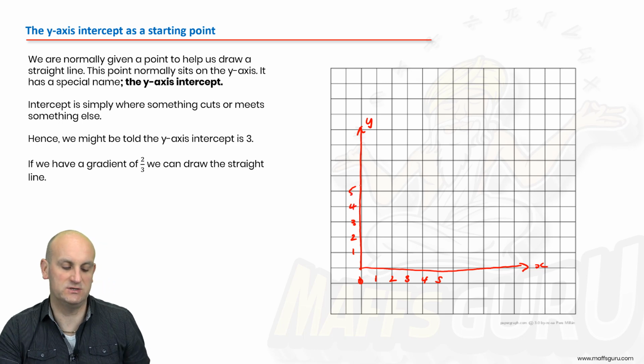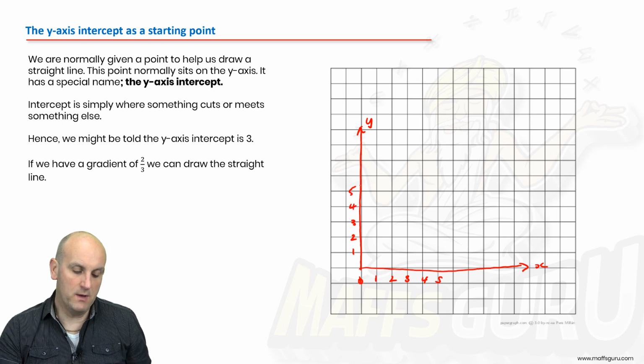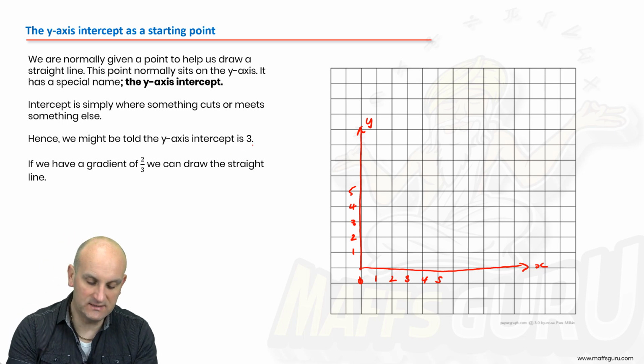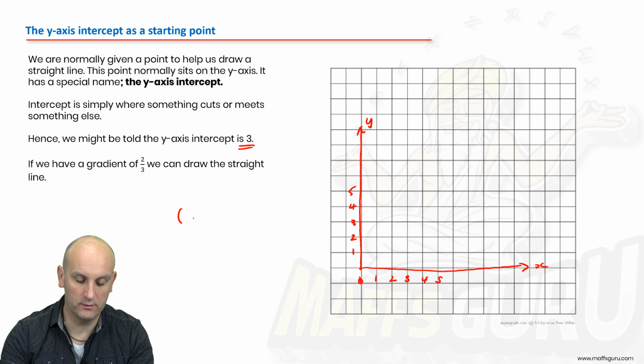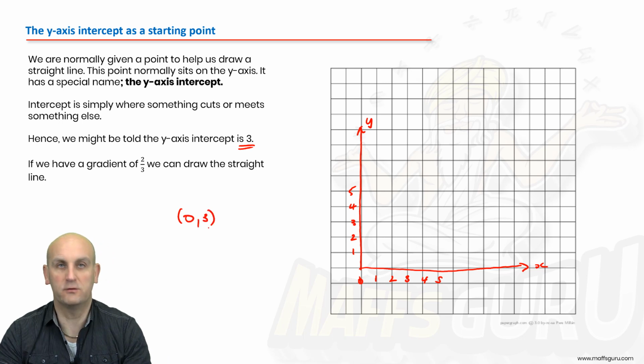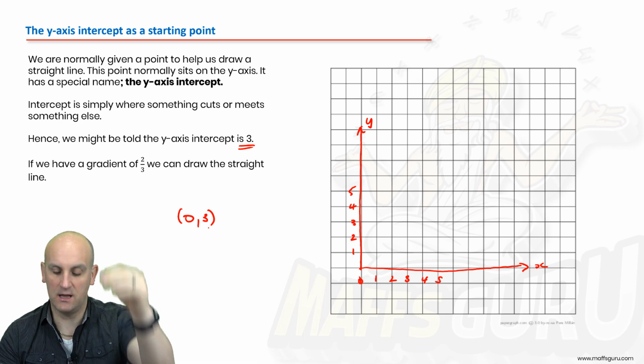So let's see what the question says. We might be told the y-axis intercept is 3. Now again, that's just another way of giving you a coordinate: 0, 3. That means we're not going anywhere along the x-axis, but we're going 3 units up my y-axis.